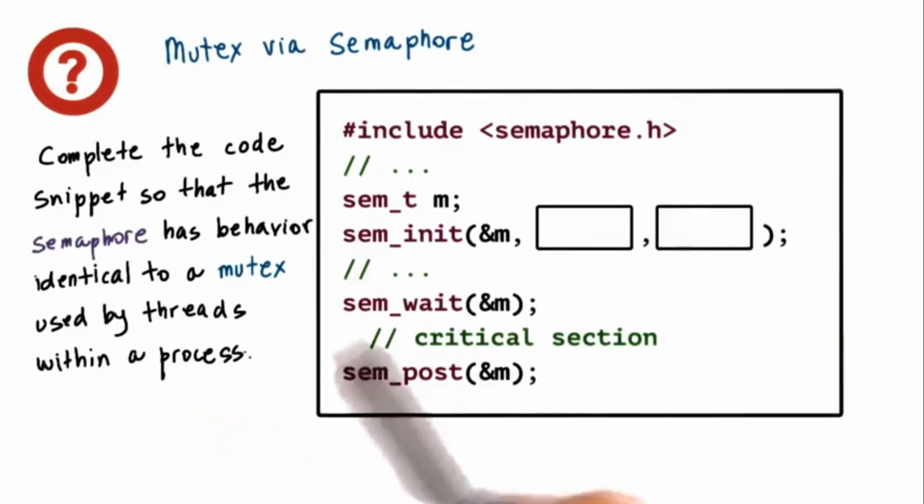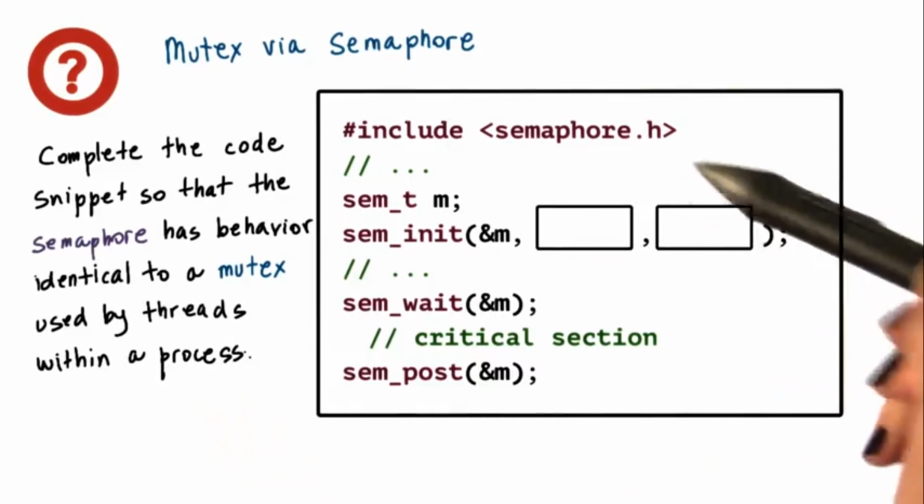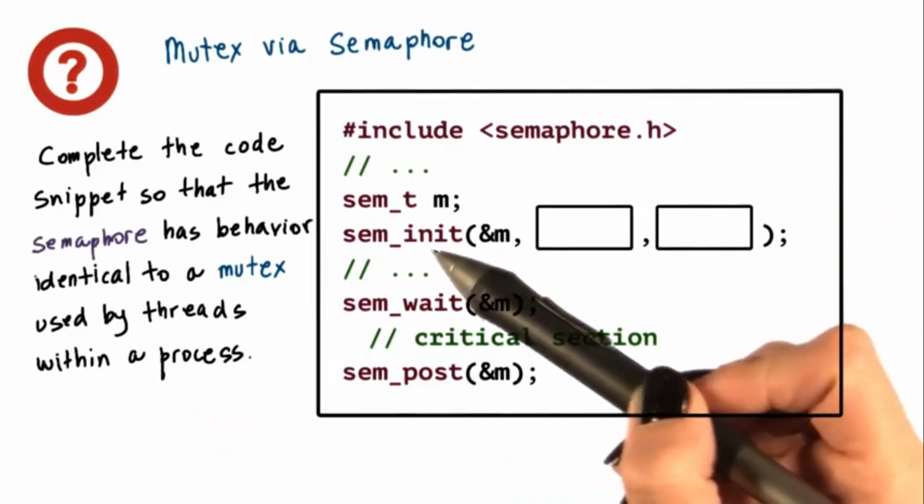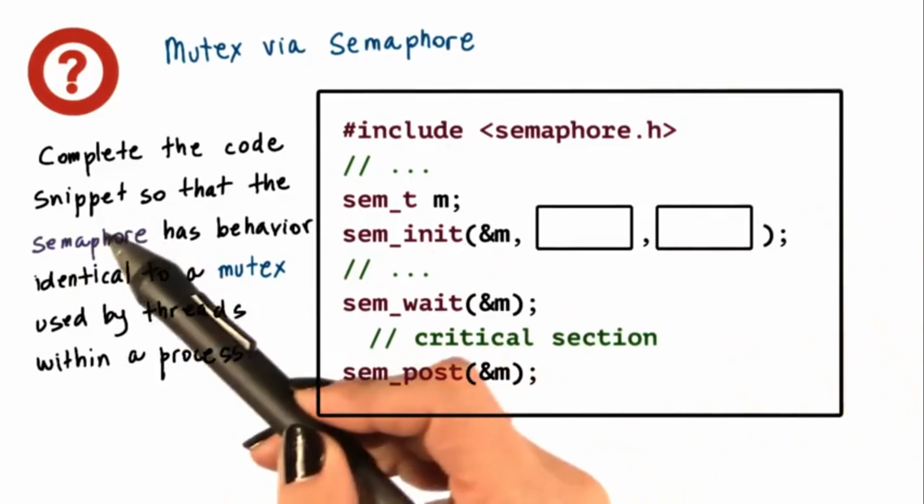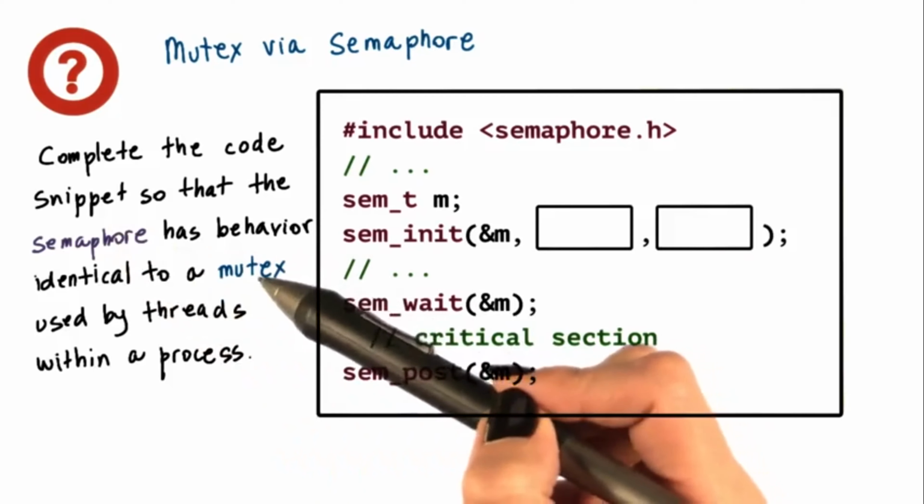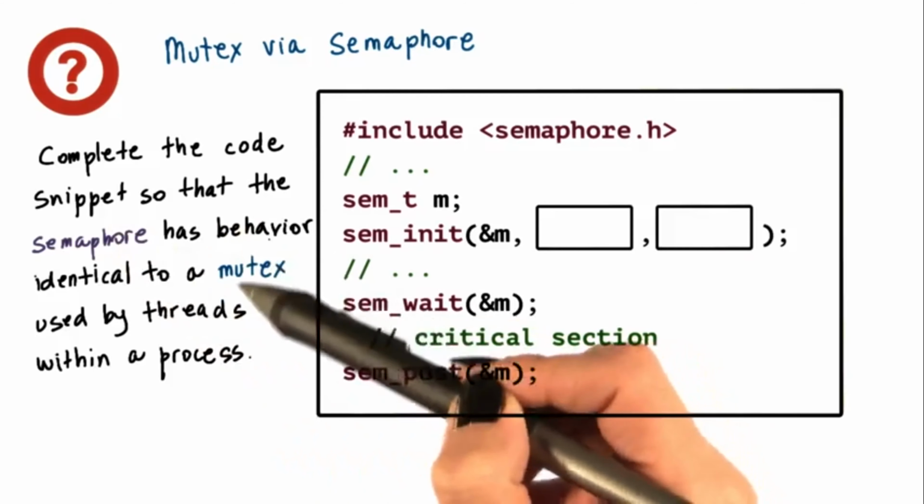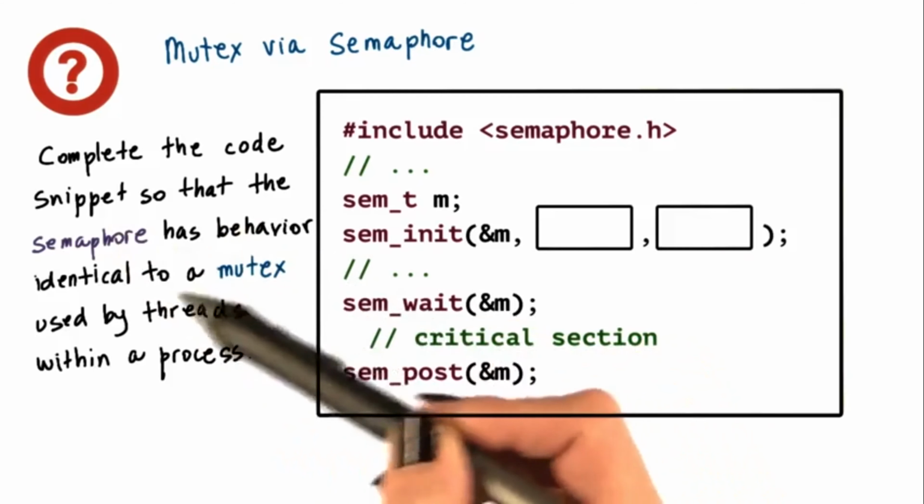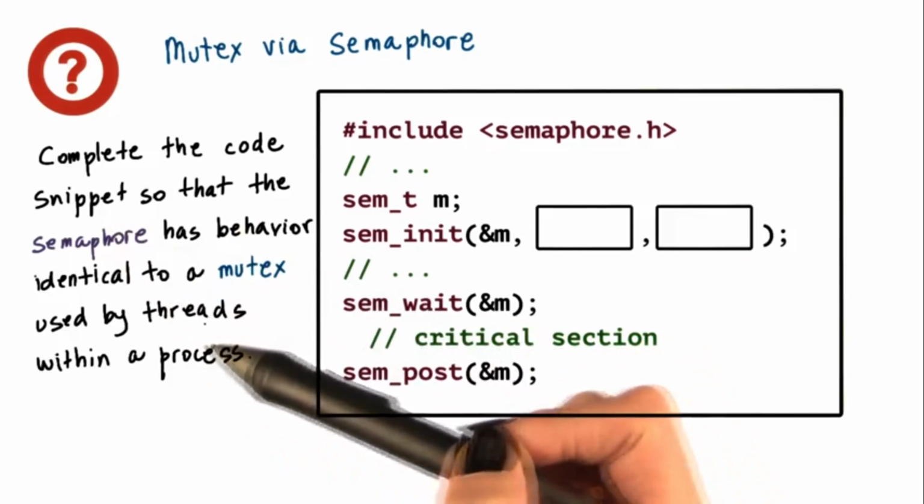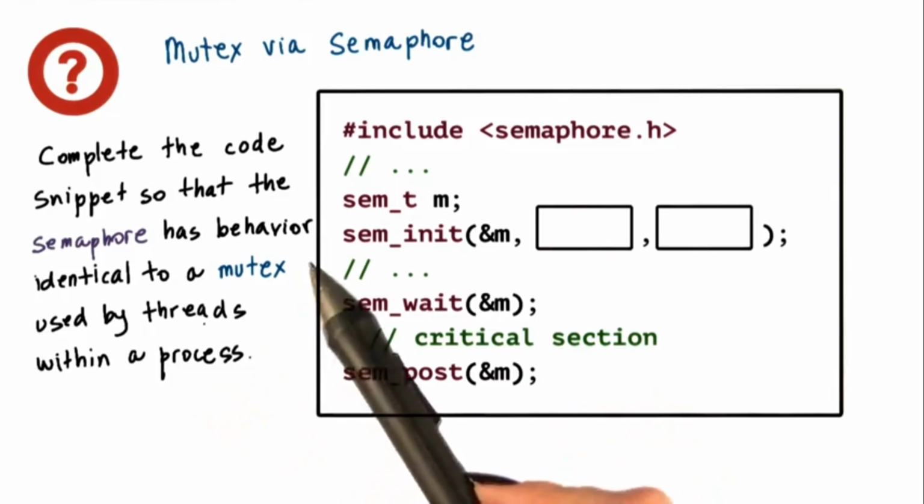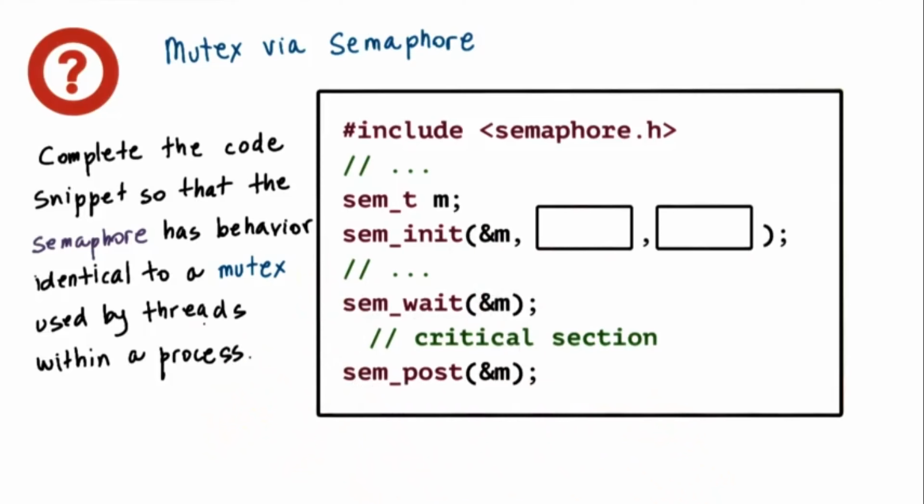As a quick quiz, complete the arguments in the initialization routine for a semaphore so that the use of the semaphore is identical in its behavior to that of a mutex that is used by threads within a single process. A reference link to the Semaphore API has been included in the instructor notes.